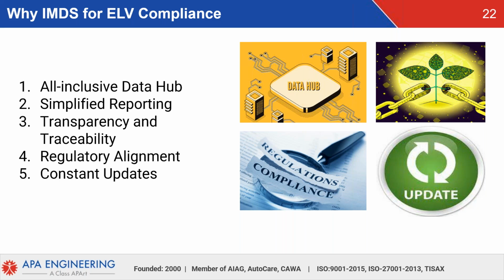The next thing is regulatory alignment. Globally there are various regulatory and legal norms and rules followed throughout the globe. One such regulation is REACH. IMDS data simplifies compliance across several directives by aligning with ELV compliance, and permits adherence to those particular standards. So that is one of the aspects of IMDS for ELV compliance. The next thing is constant updates.